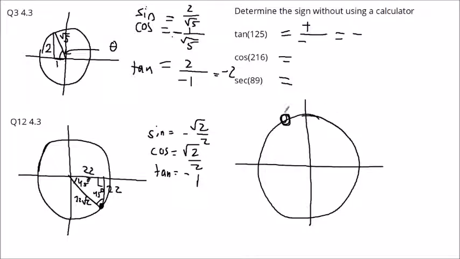Cosine of 216. Where's 216? 216 is around here, right? This is 180. This is 90. 216 is around here. The cosine, the x value, is negative, so it's negative. Sec of 89. Sec is 1 over cosine. So what's the cosine? It's around here, and even though it's really close to 90, it's still positive. So sec is going to be positive.